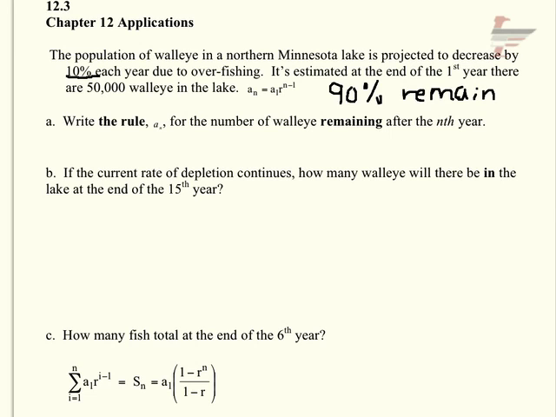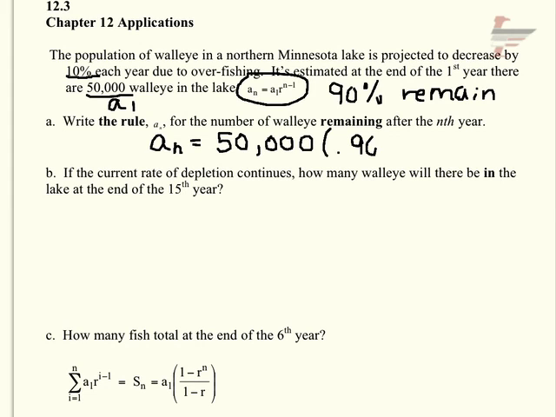And at the end of the first year, I have 50,000 walleye, so there's my first term. So I know it's a geometric sequence. So if I write an explicit rule here, my first term would be the 50,000 walleye, and my ratio is 0.9 because that's how much remains, not 0.1, and raised to the n minus 1.